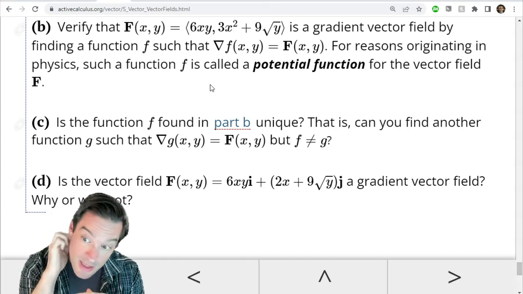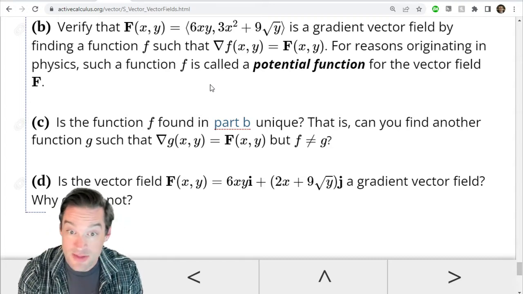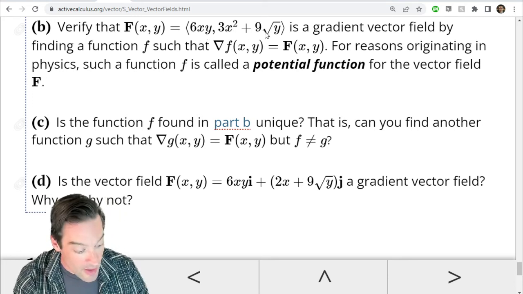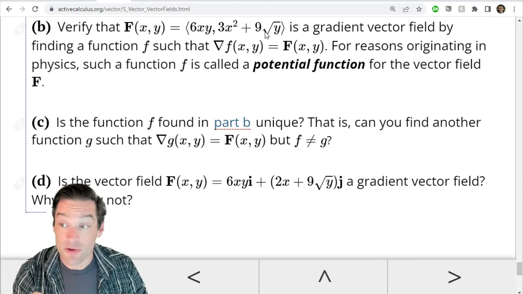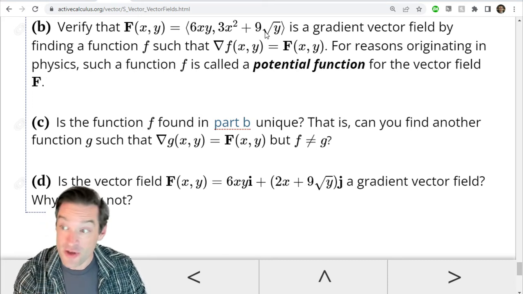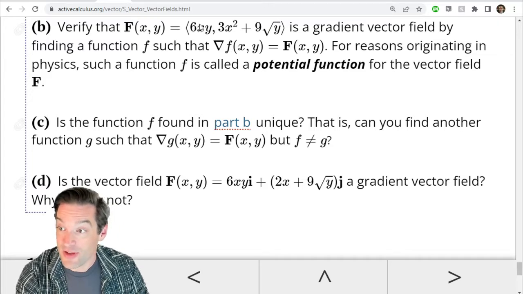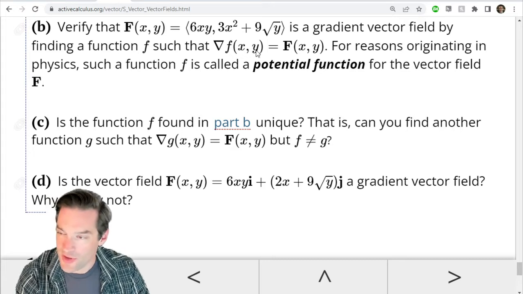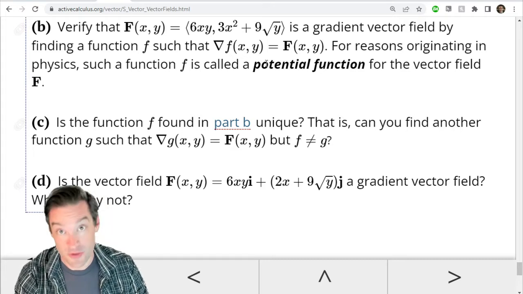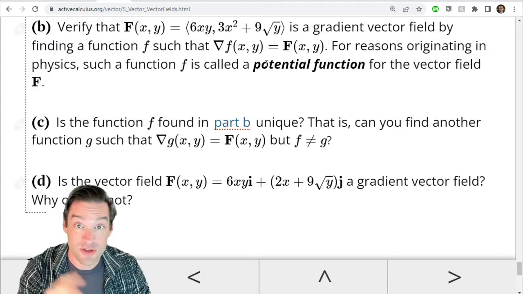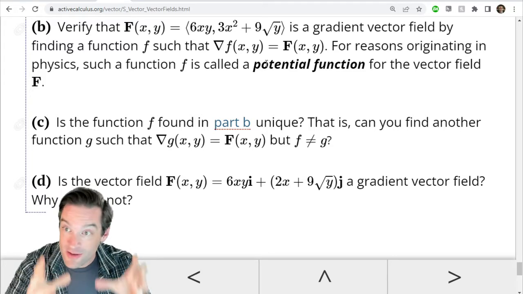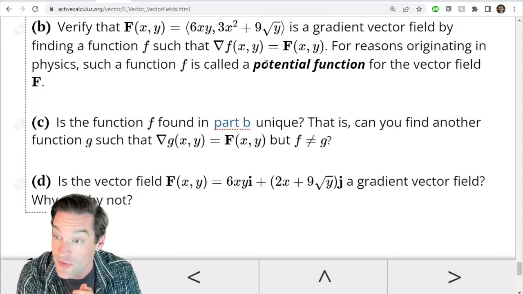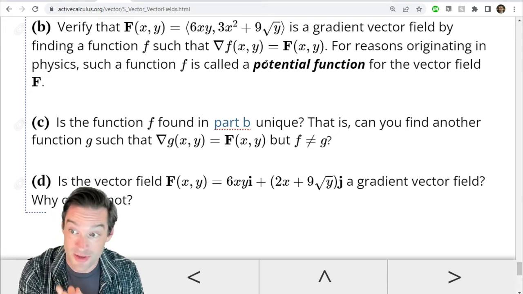And so these next couple of parts B and C hand us a vector field, 6xy, 3x squared plus 9 radical y. And they ask us to verify, first of all, that this actually is a gradient vector field by trying to find a function, little f, such that the gradient of little f is equal to this vector field. That scalar function that we get in the process is called a potential function, sometimes called a scalar potential function, because it's a scalar valued function of several variables. Its gradient is a vector field, and we hope that its gradient is going to be this vector field that's in this problem.